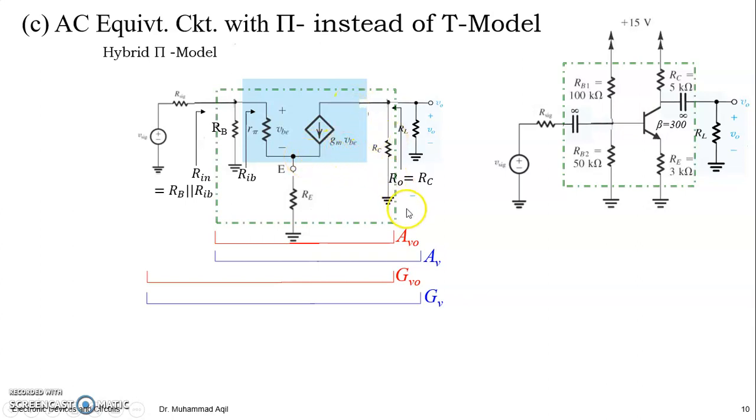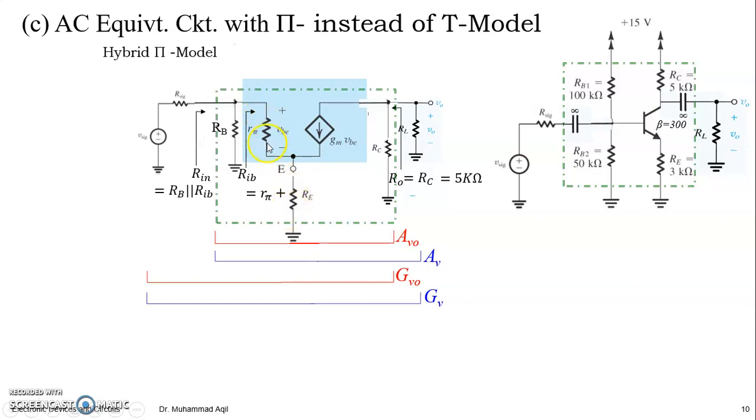So the problem becomes more simple when we are looking into the base, into the output of the stage. Then R naught is looking to be RC only because this current only flows here, right? So this is your output terminal. RC is 5 kilo ohm, so this would be your R naught. And when you are looking into the base, you can see you have R pi directly, but this R pi is in series with RE.